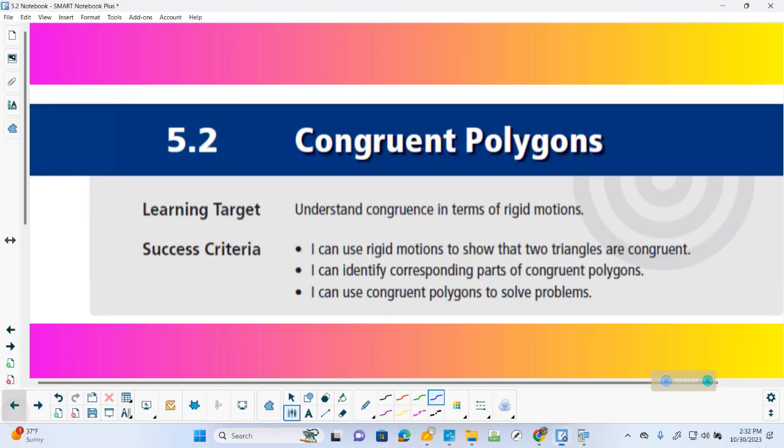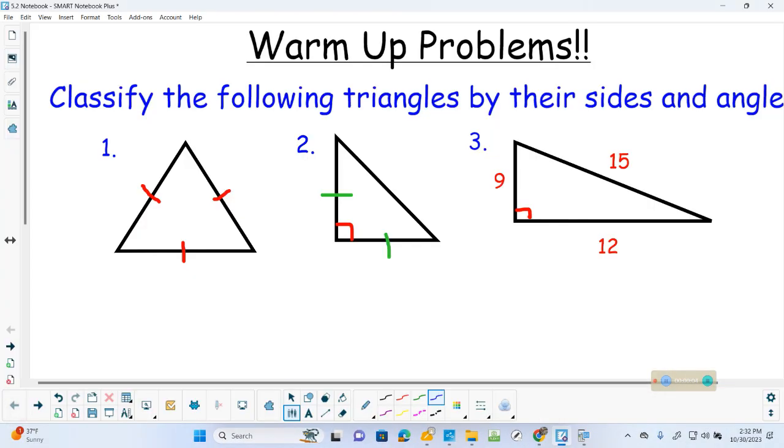So the first thing on the warm-up problems we're going to do is practice our vocabulary. Classify the following by sides and angles. 3 congruent sides. What is the vocab word for 3 congruent sides? Equilateral. And I made this matching your vocab quiz so you don't have to worry about spelling. Just pick it out.